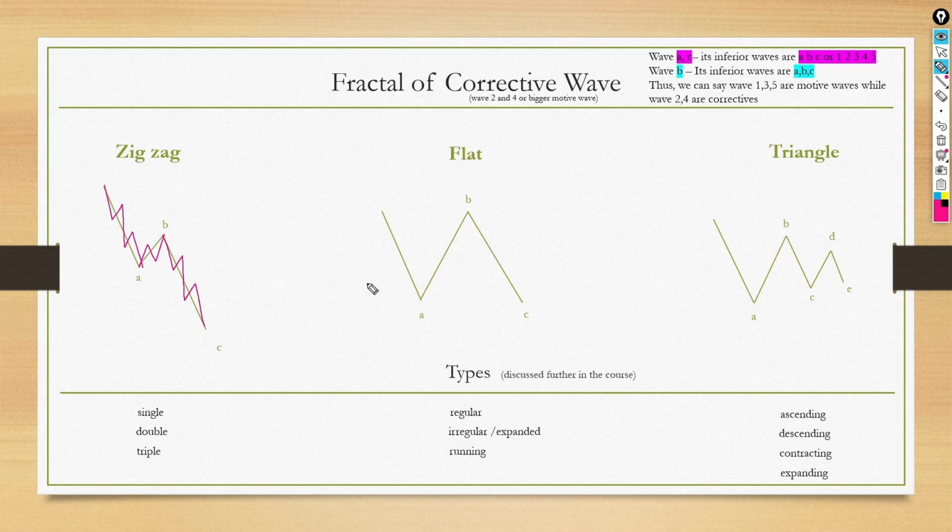But a flat has a lower level of A, B, and C, B of A, B, C, and C, like the zigzag, has 1, 2, 3, 4, 5. Lastly, triangle, wave A, B, C, D, E all have ABC as their low level, which will look something like this. ABC, ABC, ABC, again ABC, and ABC.